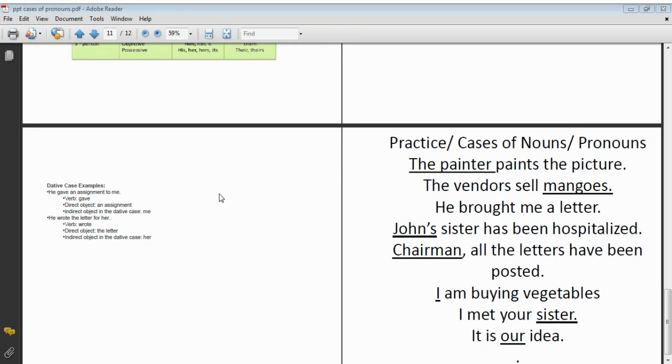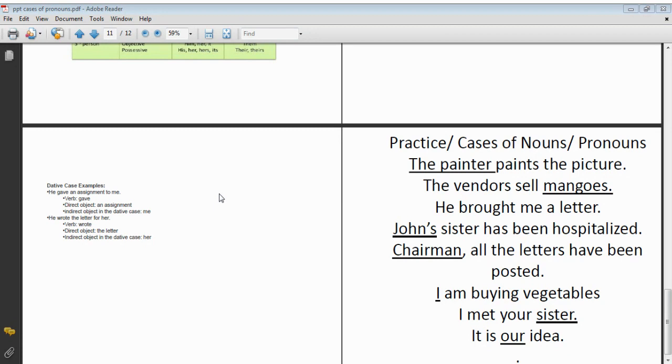To me. So it means that the object which answers what will be a direct object, and the object which answers whom will be called the indirect object. Fine. So why do we say it? Because assignment is receiving the direct action of the subject, which is he, and me is that person for whom the action of the subject is done. This is the main difference. Fine. So the verb is gave, the direct object is assignment, and the indirect object in the dative case is me.